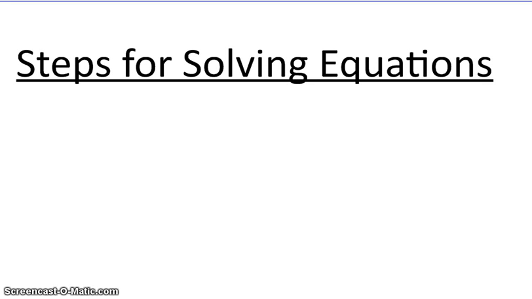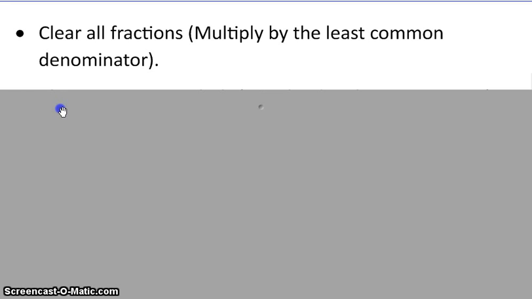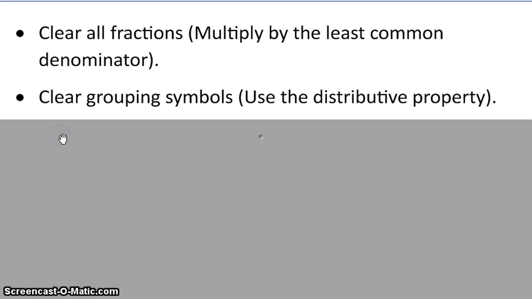And the steps for solving equations. Now, when I solve multi-step equations, I use 5 basic steps. Step number 1 is to clear all fractions, and you're going to do that by multiplying every term in the equation by the least common denominator. Step number 2 is to clear our grouping symbols. We will use the distributive property to do that.